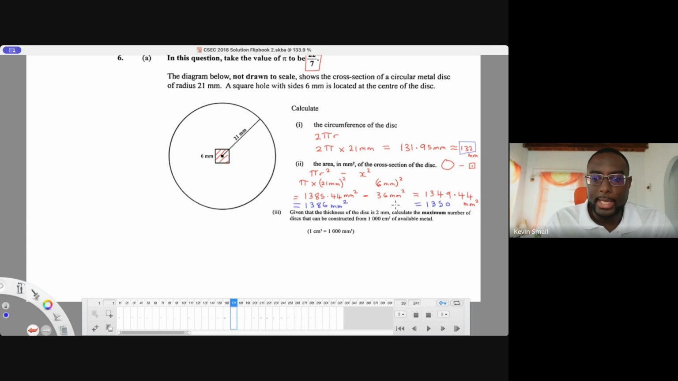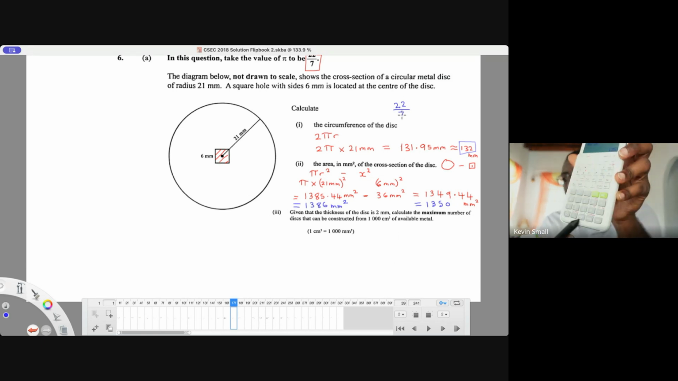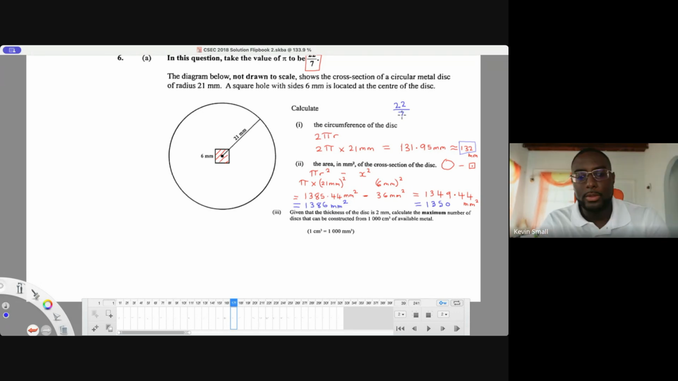Okay, so I just did the corrections there for those that came in, but you were supposed to use pi as 22/7 for this question. But in most cases, we just use the pi button that is on our calculator. It's just that this question had a restriction. Anyway, what is the answer for part 3? Anyone has an answer for the part 3? How many discs can you get?